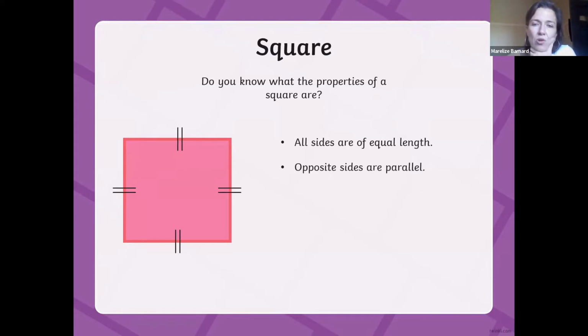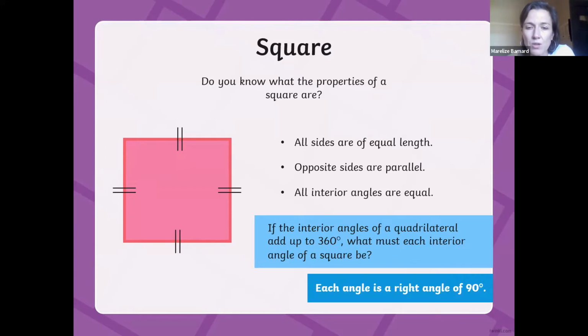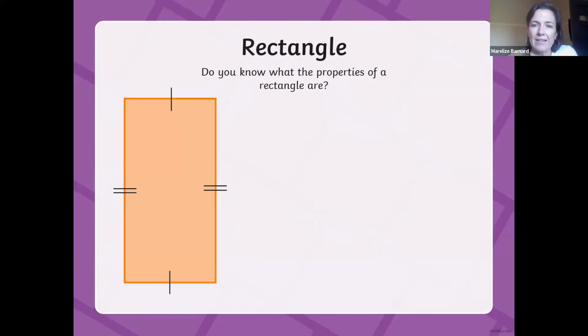So all sides are of equal length. The opposite sides are parallel. I'm glad some of you said that. That's important. And then the interior angles are equal. And then all the angles of a square are 90 degrees. Okay. Right. Let's go on to our next one. Rectangle. So some properties of a rectangle. Pop it in the chat.